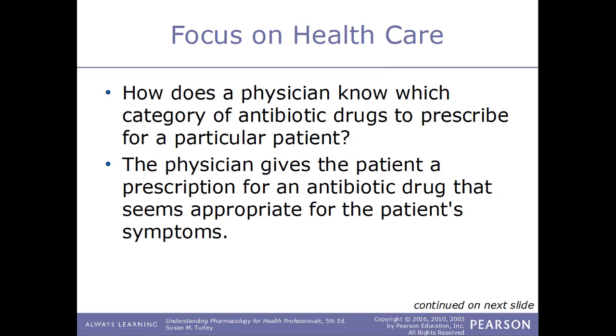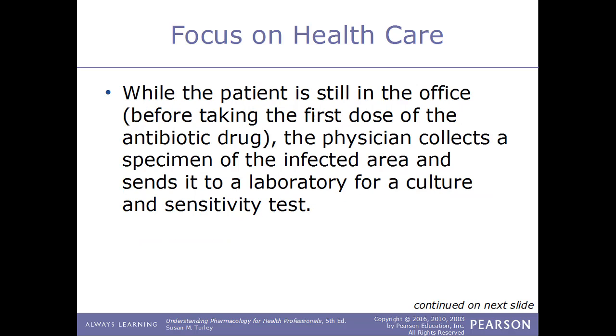So how does a physician know what category of antibiotic to prescribe for each particular patient? The physician gives the patient a prescription for an antibiotic drug that seems appropriate for that patient's symptoms. While the patient is still in the office, the physician will collect a specimen of the infected area and send it to a lab for a culture and sensitivity test.